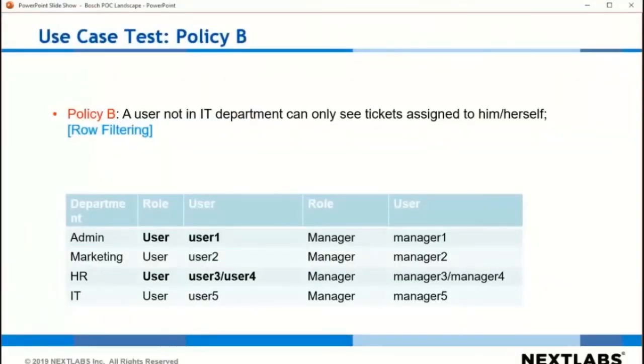In policy B test, we have a user that's not in the IT department can only see tickets assigned to him or herself. So in this case, we're going to do row filtering.